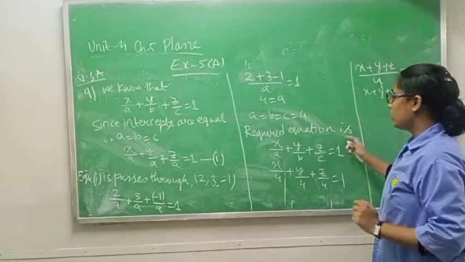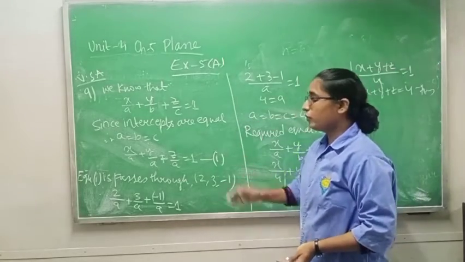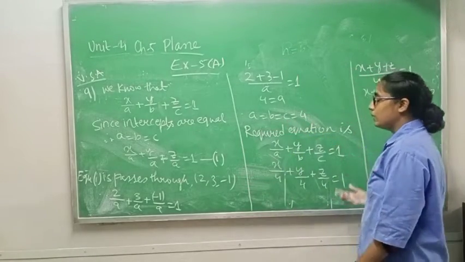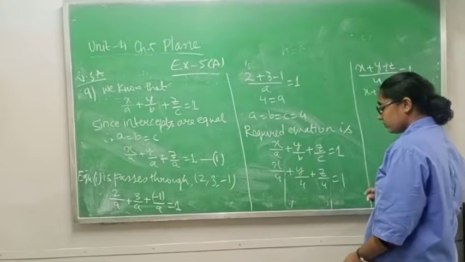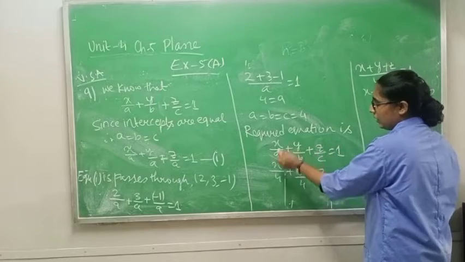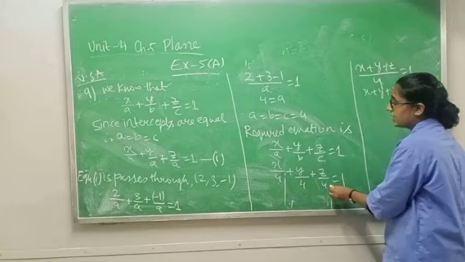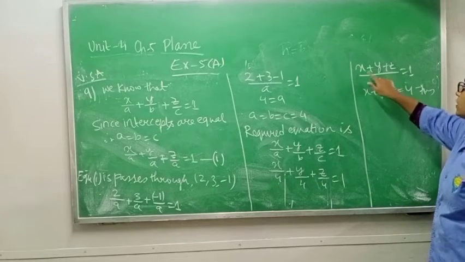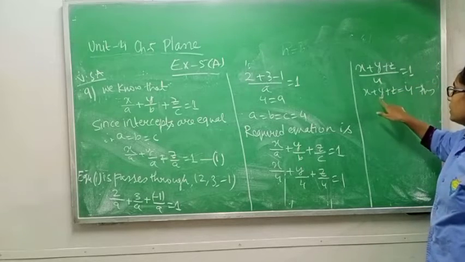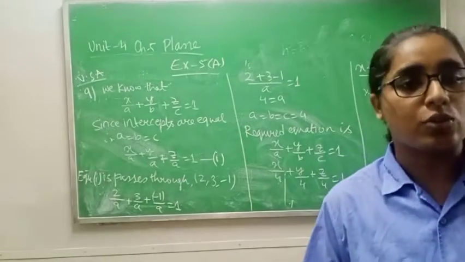Now the required equation you will get from here. But why are we doing this? To find the value of the intercepts, which are equal. It means a, b, c values will be equal, which we are getting as 4. So x by a plus y by b plus z by c equals to 1 becomes x by 4 plus y by 4 plus z by 4 equals to 1. When you take the LCM, you will get 4 as the LCM here. x plus y plus z by 4 equals to 1. Now this 4 will go there, it will become x plus y plus z equals to 4. So this one is the required equation. Complete this one.